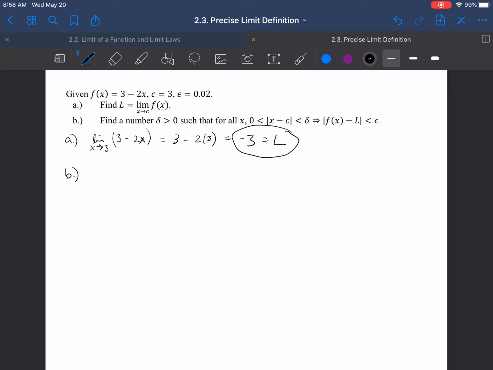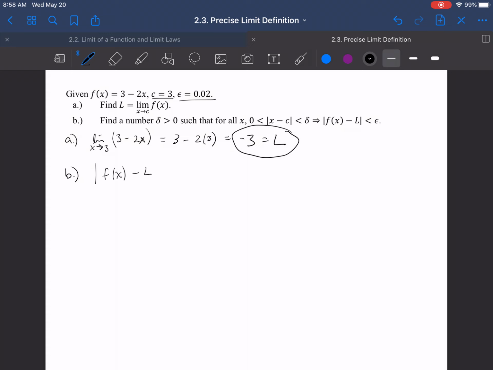In part B, it asks, find a number delta such that for all x, 0 < |x minus c| < delta implies that the absolute value of f of x minus L is less than epsilon. So let's go ahead now. Now we have L, we have c, we have epsilon. So now it's back to being like the problem just before this one, the only difference here is we had to find the limit ourselves instead of it being given.